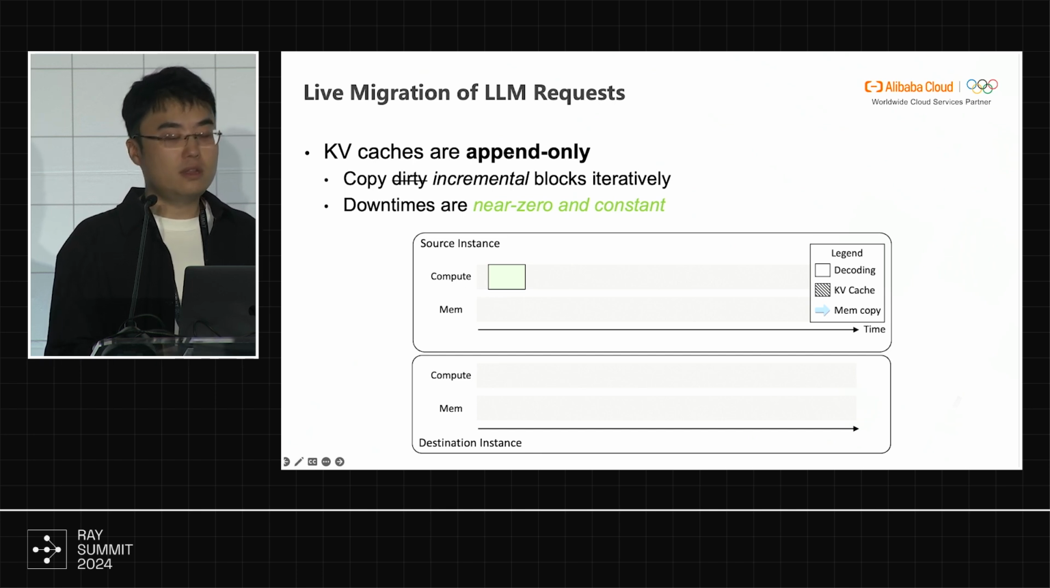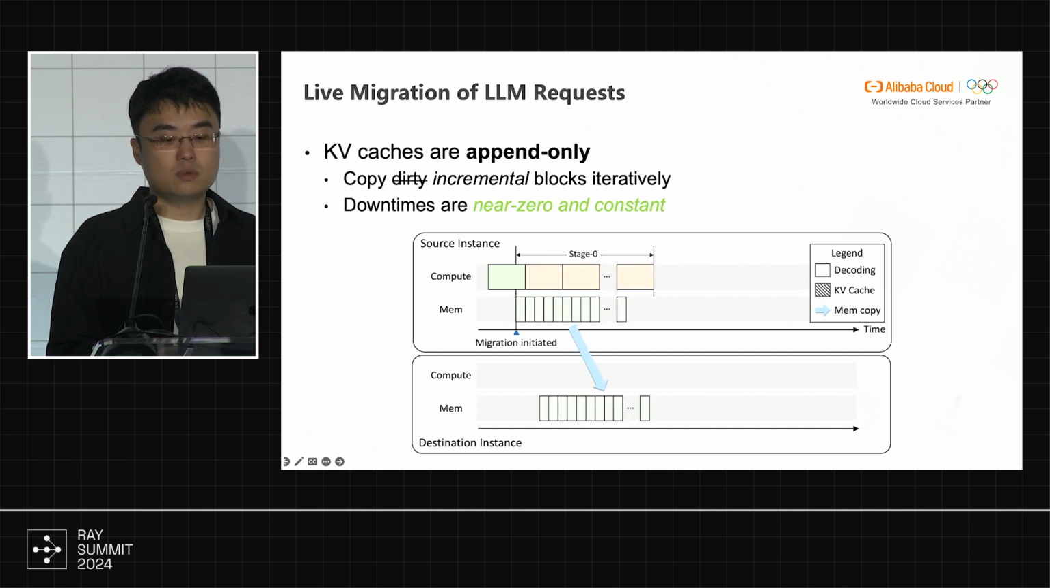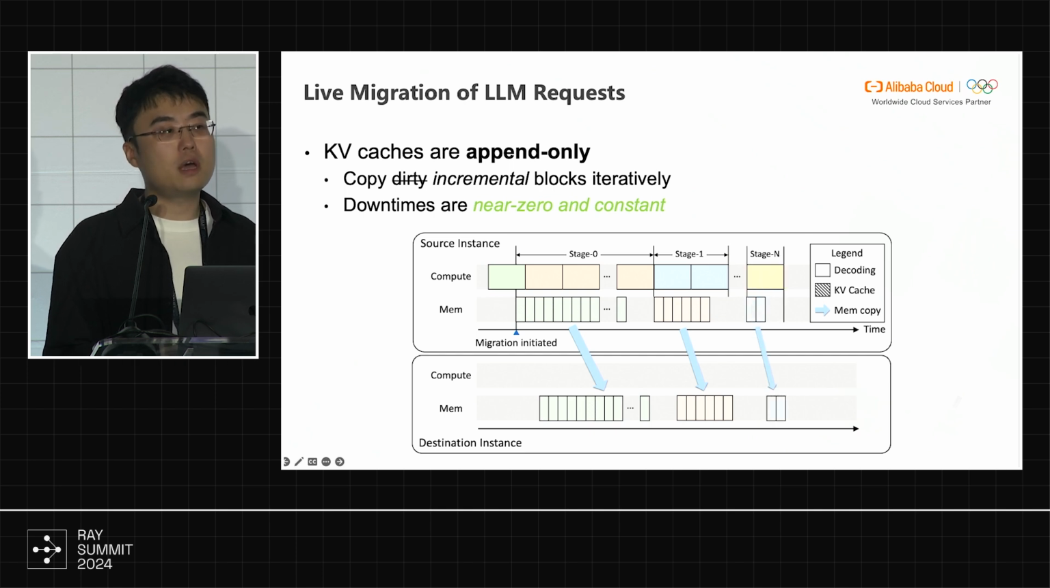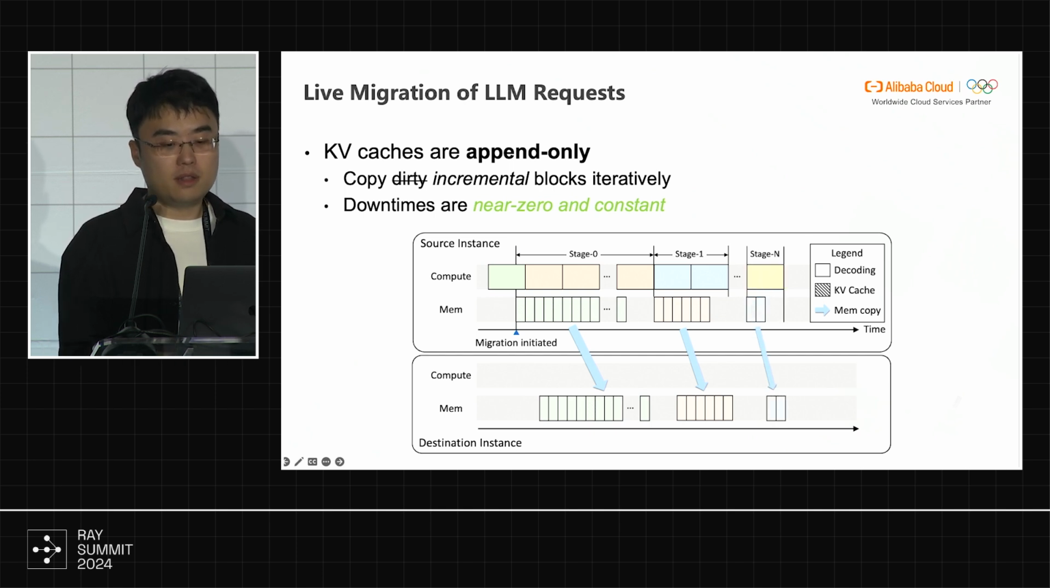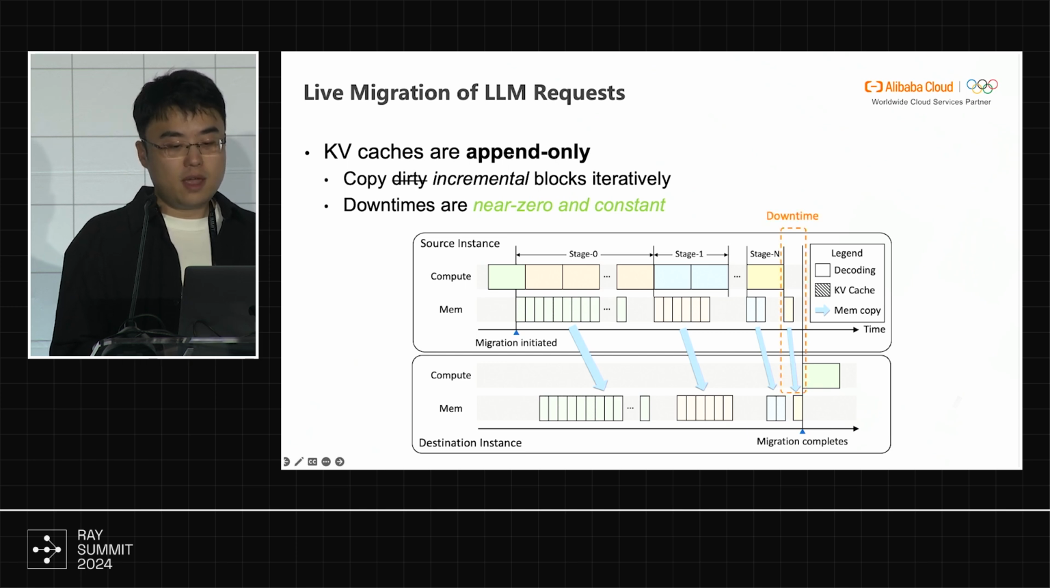The live migration in Llumnix works in multiple stages, where we iteratively copy the incremental blocks generated in the last stage, and for the first stage, the blocks generated before the migration, until we reach a stage that only produces the minimum number of new blocks, namely the stage n in the graph. So we suspend the request, copy the last blocks, and resume the request on a new instance. This way, the migration downtime is only that of the final copying, which is near zero and constant to the sequence lengths.